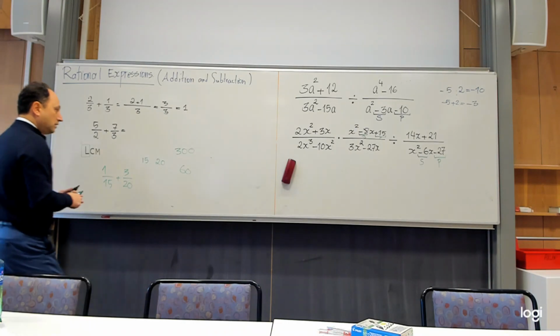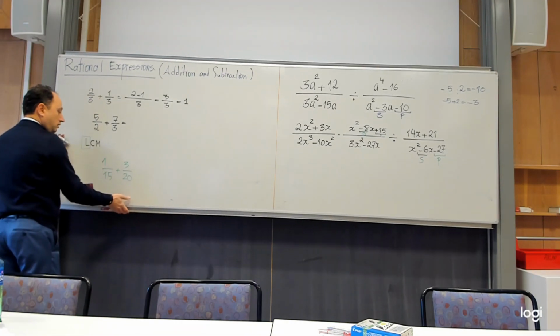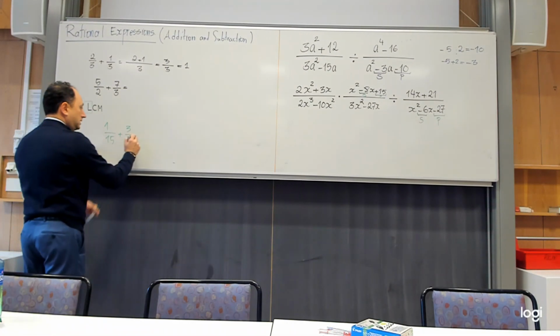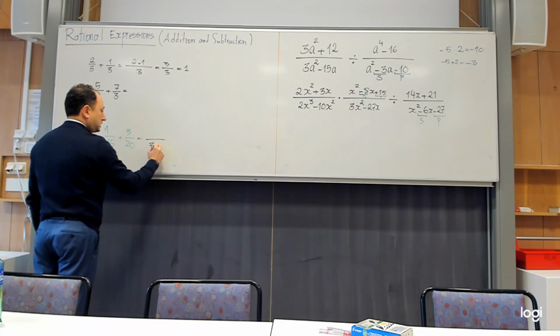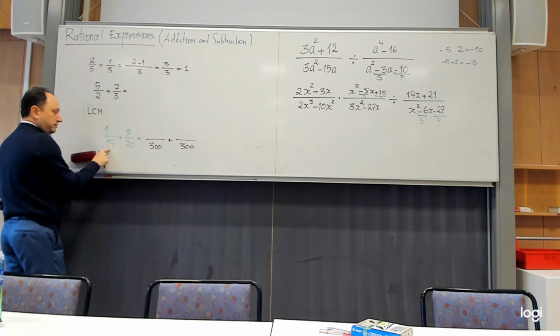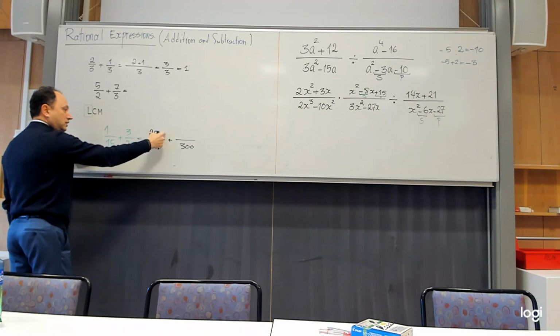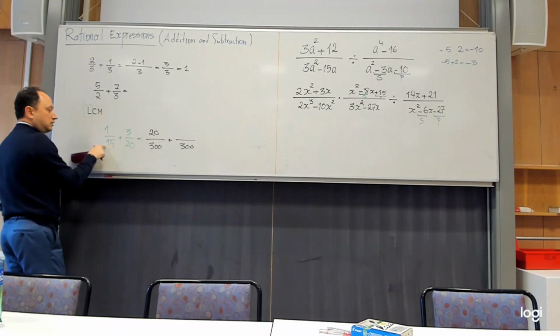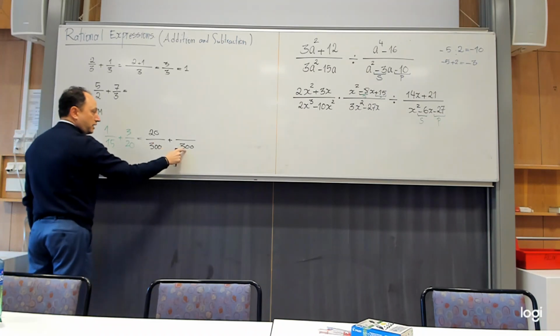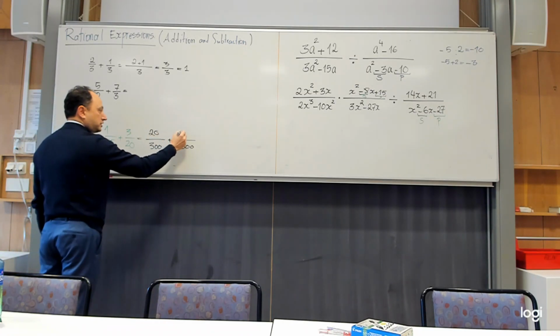So if I insist on solving this with 300, it is possible. What should I do? I will write 300 here, and 300 here. I divide 300 in my head by 15, which is 20 times. I multiply by 20 here. So 20 over 300 is exactly equal to 1 over 15. And I divide 300 by 20, which is 15 times. I multiply 3 by 15 here, and it becomes 45.